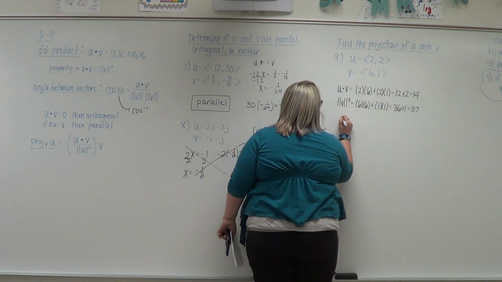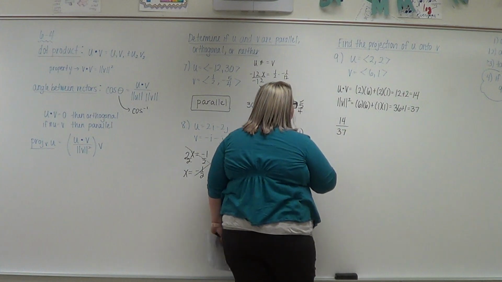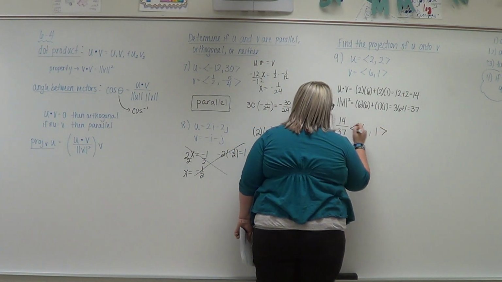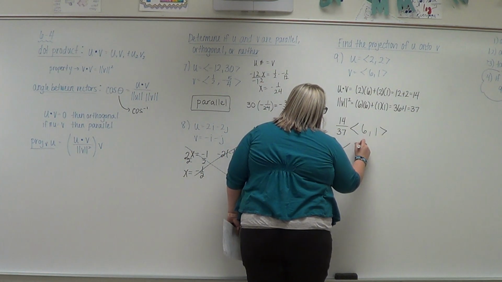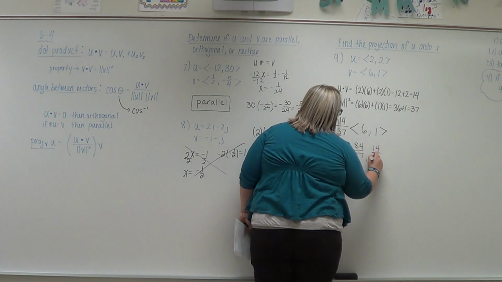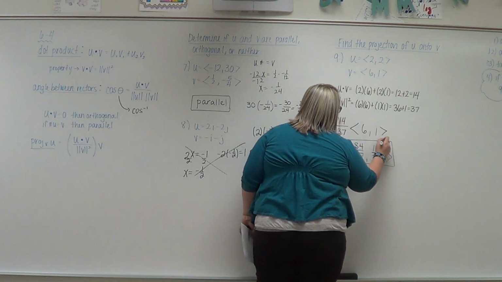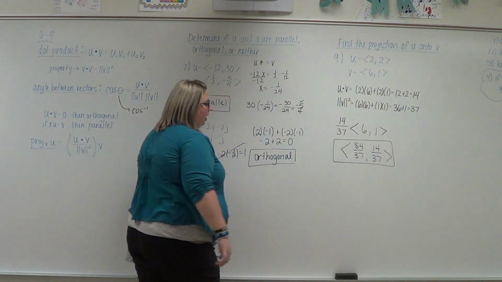So I have the dot product over magnitude of v squared. That goes on the outside, and all you do now is just multiply it with vector v. So that would be what? 84 over 37 and 14 over 37. And if you could reduce that, you would reduce it. Since that doesn't reduce, you would leave it, and if you want to put this as a mixed number, you can, you don't have to.